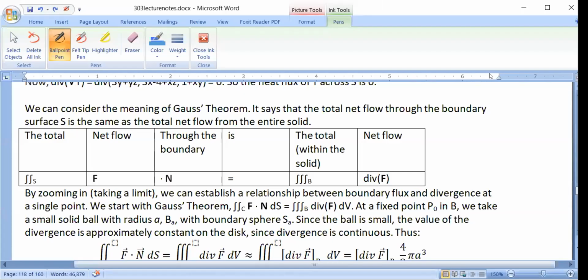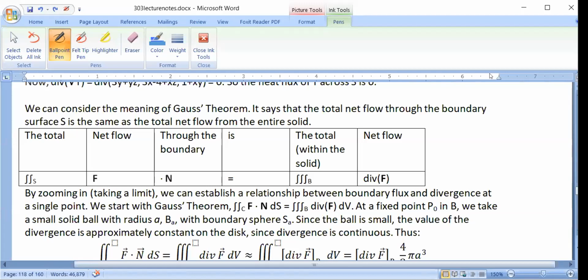So let's talk about the meaning of Gauss's theorem. First of all, recall what divergence means when you learned what the divergence operator does. It calculates the net flow at an individual point. If you think about an individual point, it calculates the net flow at that point.